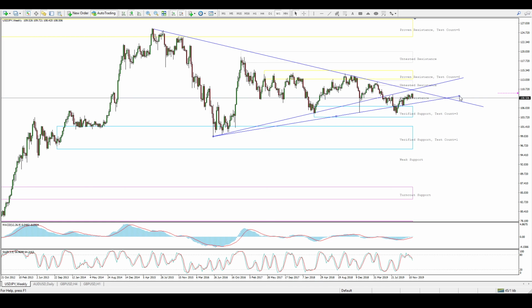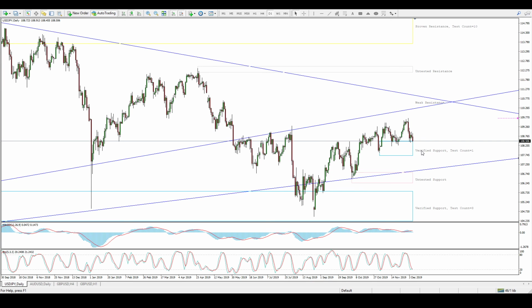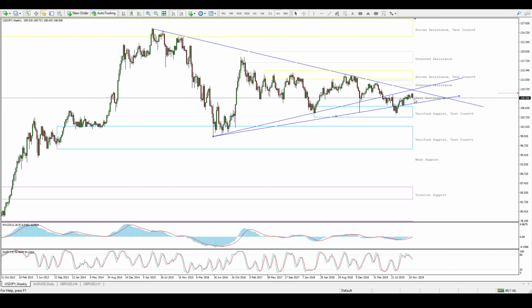Okay, so we are sitting on a pennant on a weekly. The price can go up or down. We don't know. It hasn't decided which way it wants to go. Right now it's dealing with overbought conditions. So let's see. You see, there's a good possibility the price sells and comes down to 107.